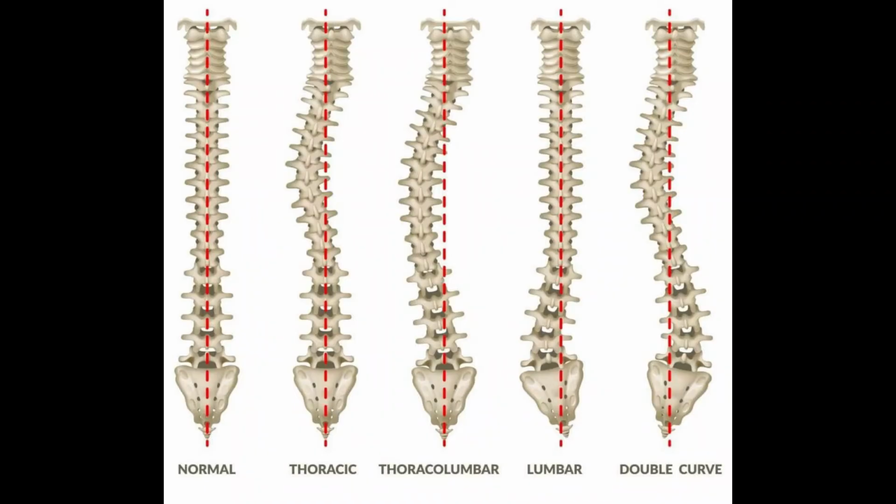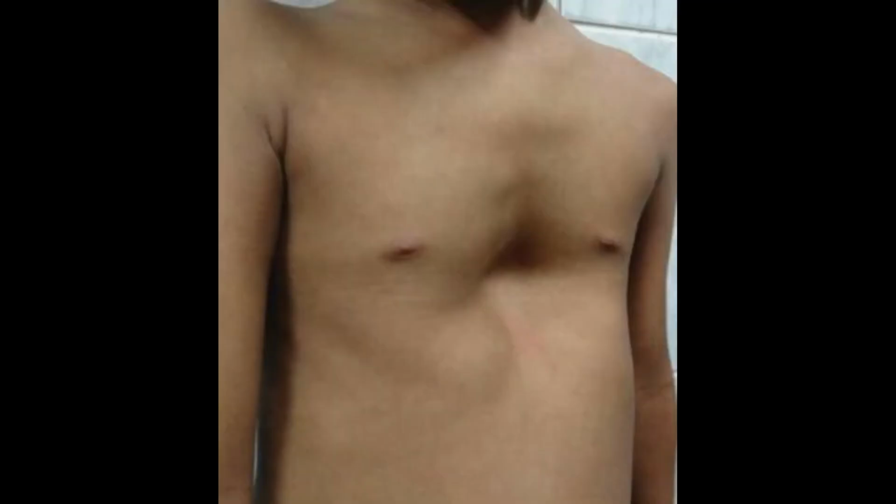orthopedic conditions like scoliosis. At the same time, depression or retraction of the precordium can also be seen in some of our patients, and it may be due to congenital issues, compressive pathology, or collapse of lung, and deviation of the apex beat can be seen in such conditions.